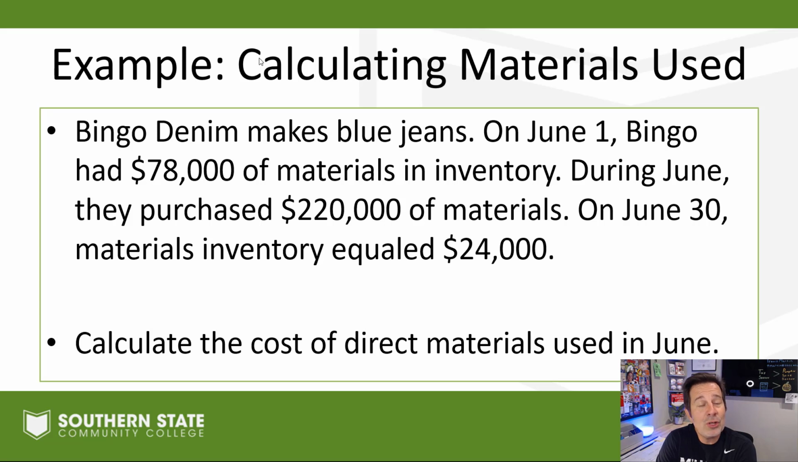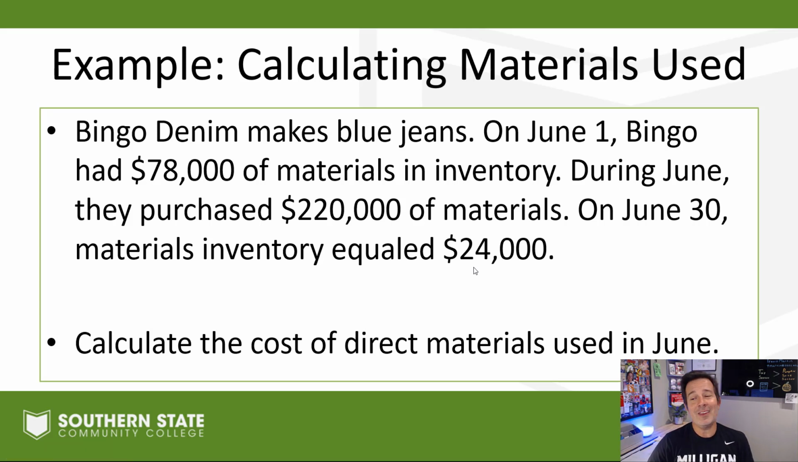During June, they bought 220,000 more of materials. On June 30, materials inventory equaled 24,000. So obviously to make the jeans, they have used up some of that raw material inventory, because they began with 78,000 and they bought 220,000. At the end of the month, they only had 24,000. That material had to go somewhere.